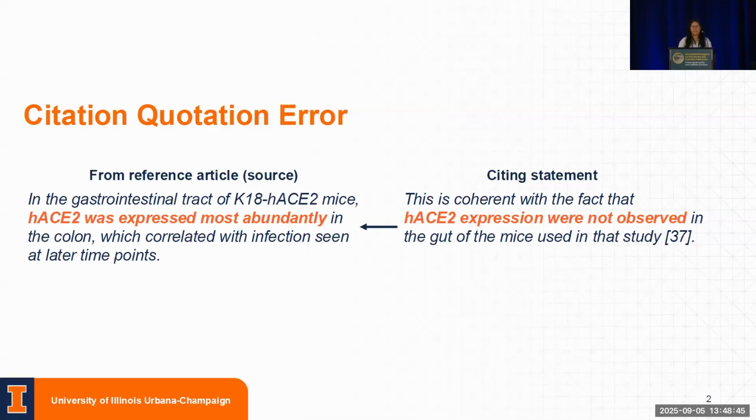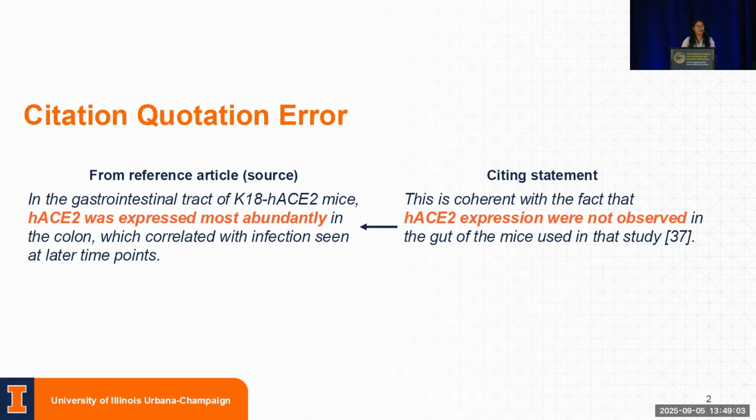So what exactly are citation quotation errors? Some of you might not have heard this before. These are when you have a citing statement and it contains inconsistent information with the reference it is being sourced from. For instance, we have this example.